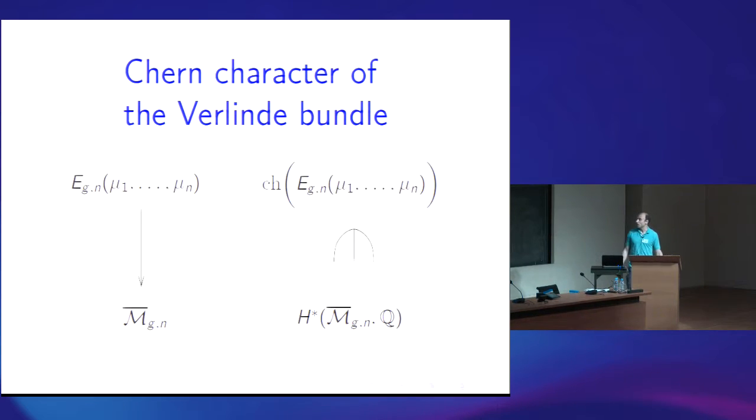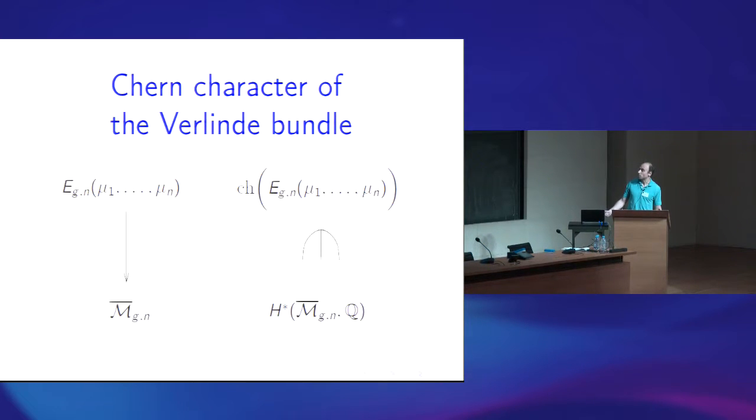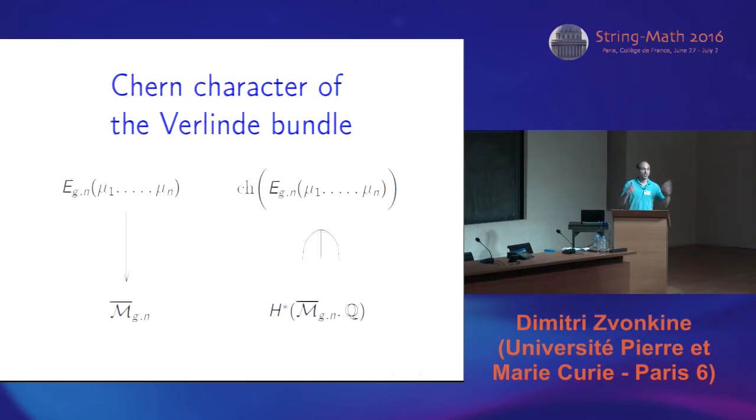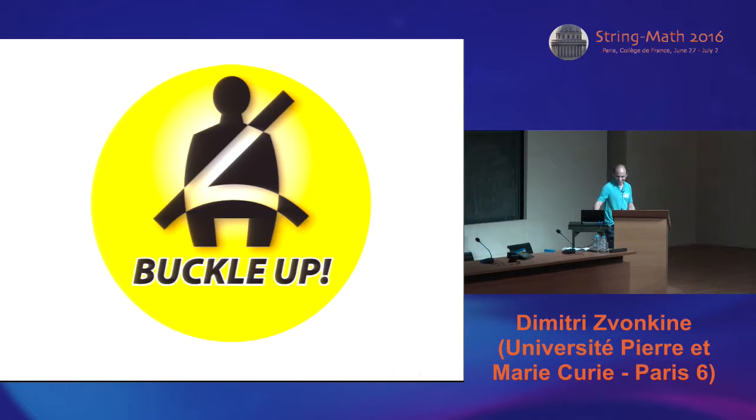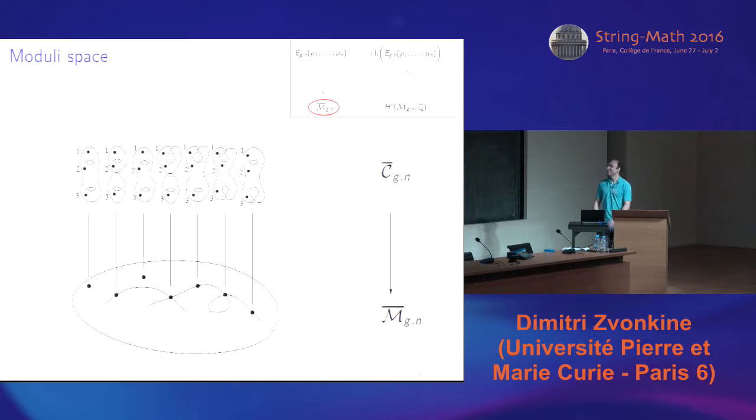I will first say a couple of words about the moduli space of stable curves. Before we can compute the Chern character, we have to introduce, maybe not describe completely this cohomology ring, it is still unknown, but at least introduce some generators in terms of which the answer can be expressed. So the second part will be about the cohomology of moduli spaces. Then I will introduce the Verlinde bundle itself, and finally present the answer and hopefully give the idea of the proof. All that in 22 minutes.